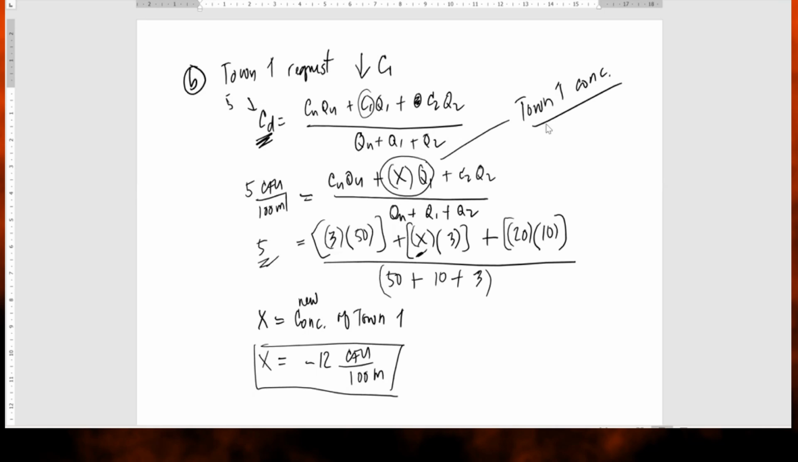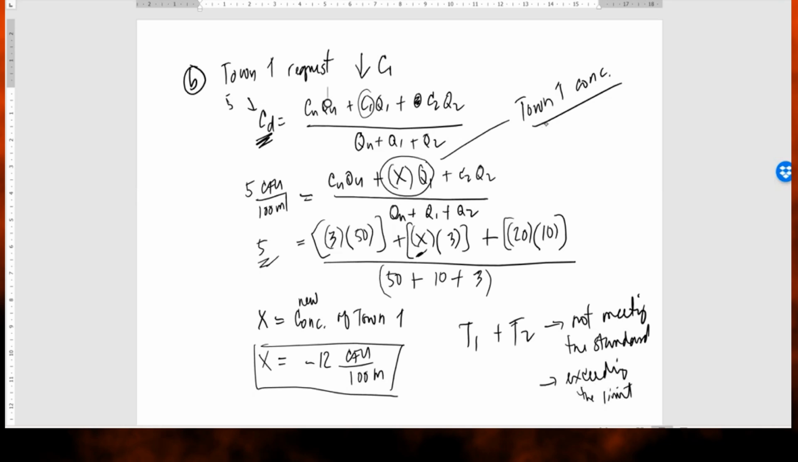So it means that in this case, the combined flow of town 1 plus town 2 is not meeting the standard, or is exceeding the limit. Okay, so this is exceeding the limit. So what would you say? This is an impossible task. So in this case, you have to find another way, probably to reduce both town 1 and town 2.